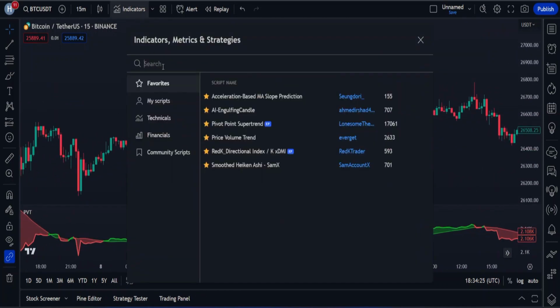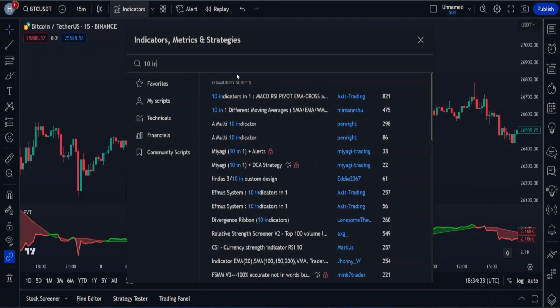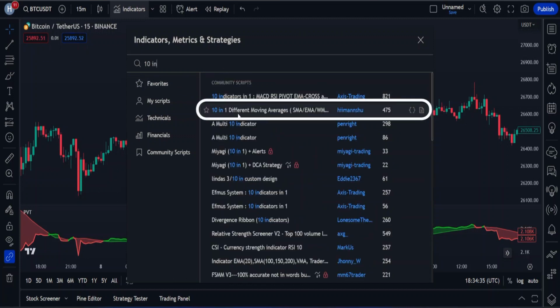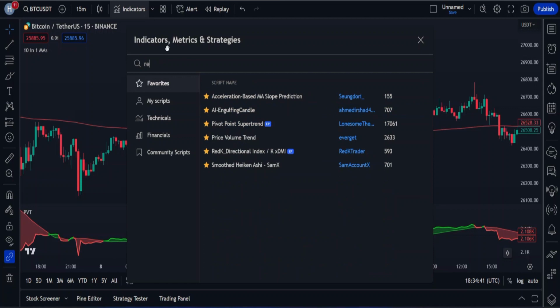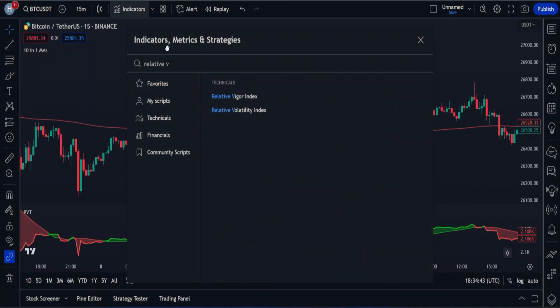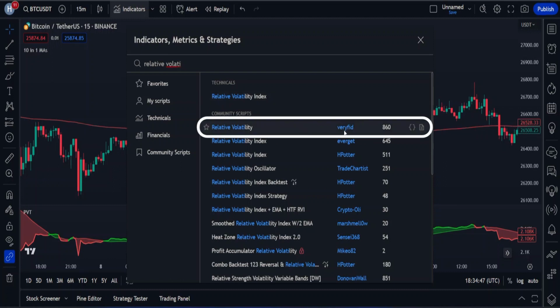So for that, let's first add some extra indicators to the chart to complete the strategy. We will head over to the Indicator Search tab and search for the 10 Moving Averages indicator, and select the indicator made by Himanshu and add it to the chart. The final indicator we will be adding to the chart is the Volatility indicator. We will search for the Relative Volatility indicator and select the indicator made by Verifeed.